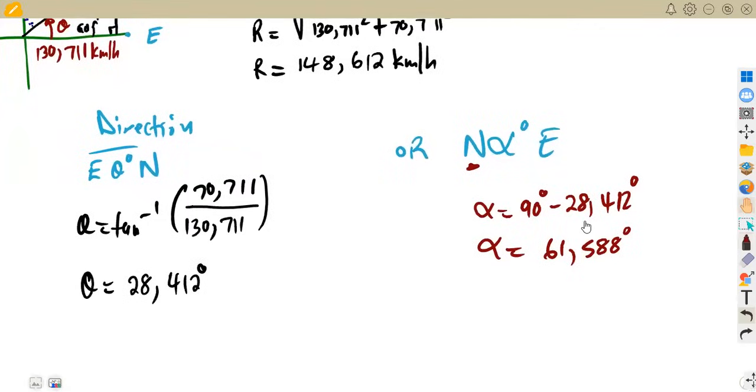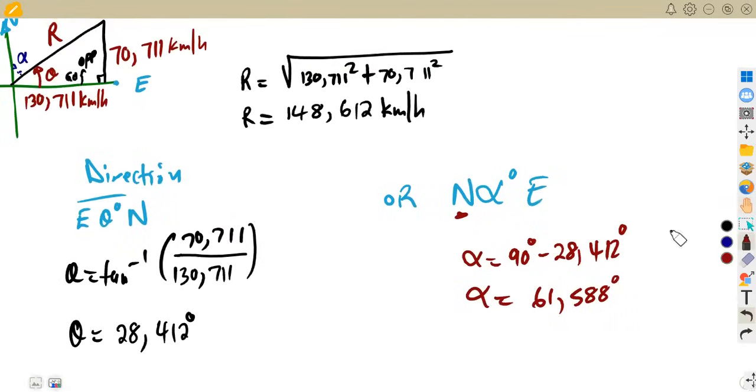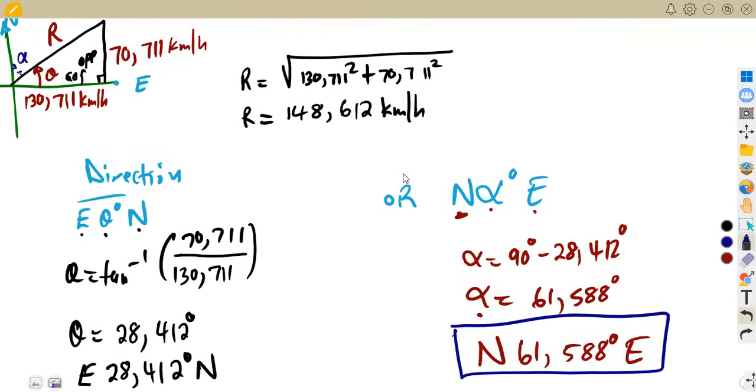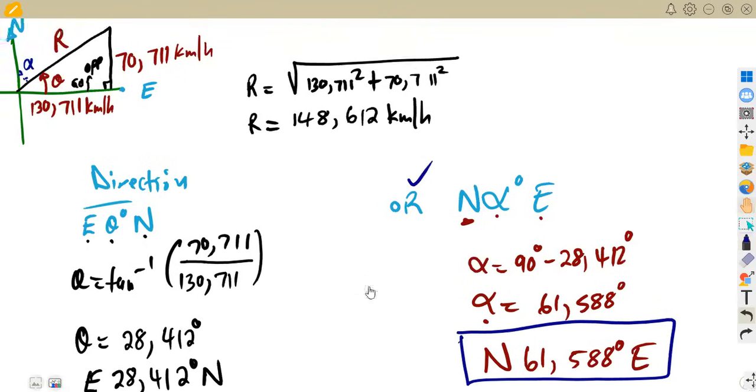All right, let's start by finishing up here. I see I did not finish here. East theta degrees, which is 28.412 degrees to the north. Then here, alpha from this concept, north 61.588 degrees to the east. So that is another way from this one, or we can use it that way. That is how we can answer this question.